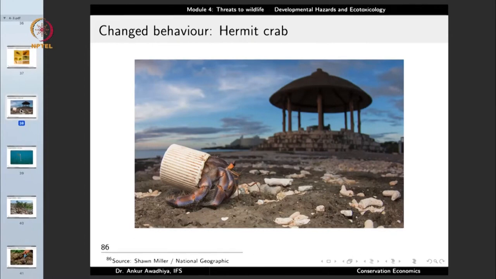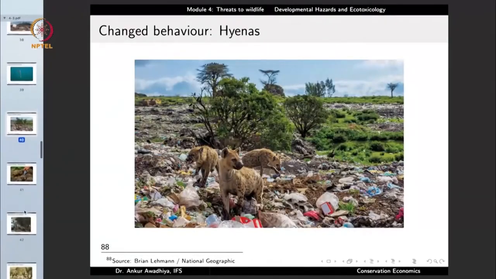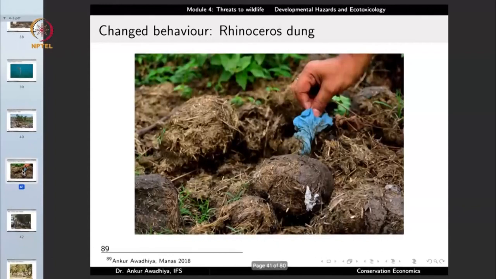We have trashed the planet to such an extent that now the organisms are getting more and more accustomed to these plastics. They are now using these plastics and showing behavior that is not a natural behavior. So this loss of natural behavior is also another hazard that we are observing. This image of a seahorse that is sticking to an earbud, or these hyenas that are living in trash, or this rhinoceros dung that we are finding full of plastic. Now, a rhinoceros in a natural environment does not eat plastic, but we are changing the behaviors of animals by trashing our planet. So this is another hazard of unsustainable economic growth.